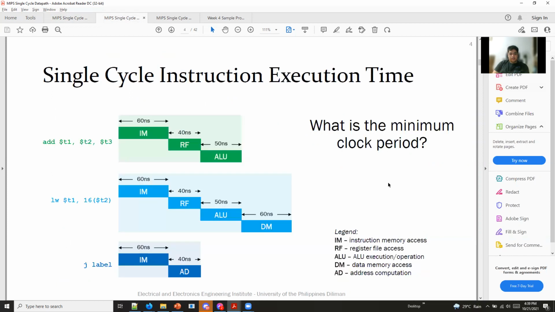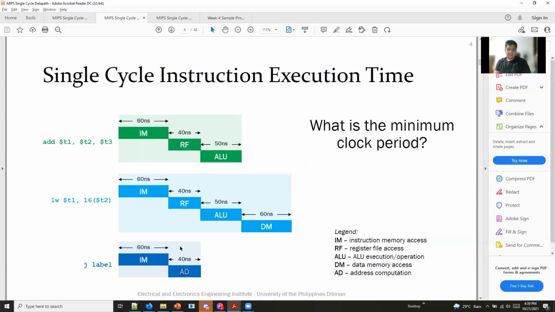So ang gustong gawin dito, and so parang may legend dito. So yung IM is instruction memory, RF is register file, ALU, data memory, tsaka address computation. So pag nag-add operations tayo, kailangan lang natin si instruction memory, register file, at tsaka si ALU. Pag nag-load word tayo, kailangan natin si IM, si register file, si ALU, at tsaka si data memory. Pag nag-jump naman tayo, yung instruction memory lang at tsaka yung address computation na yung kailangan.